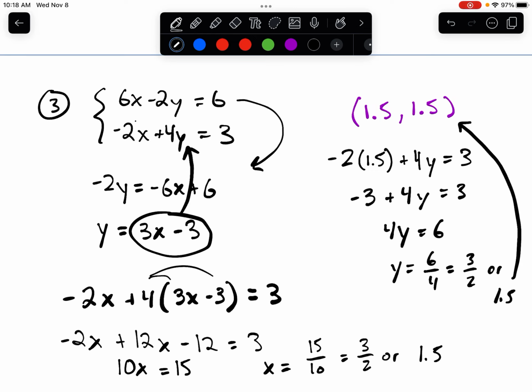All right. The nice thing about these is you can always check your answers by plugging them back in. You can also verify your answer on Desmos, because if you graph these and they intersect at your answer, then you know you've done the problem correctly.